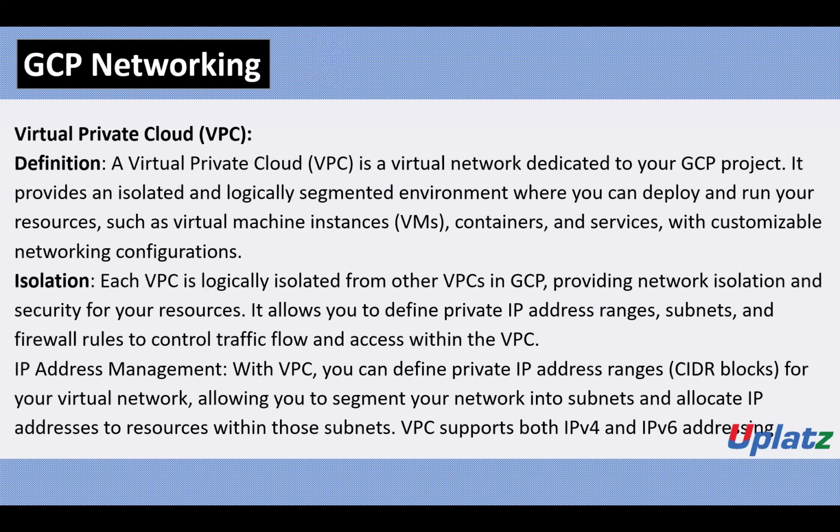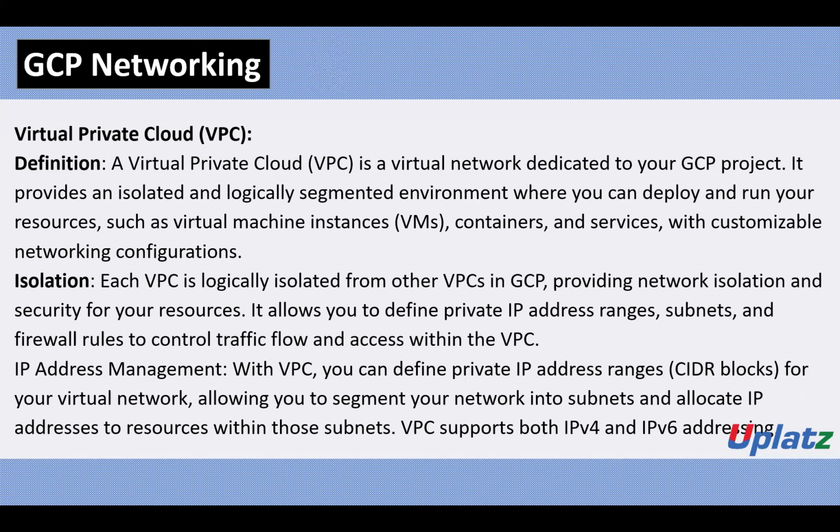A virtual private cloud is a virtual network dedicated to your GCP project. It provides an isolated and logically segmented environment where you can deploy and run your resources, such as virtual machine instances, containers, and services, with customizable networking configuration.